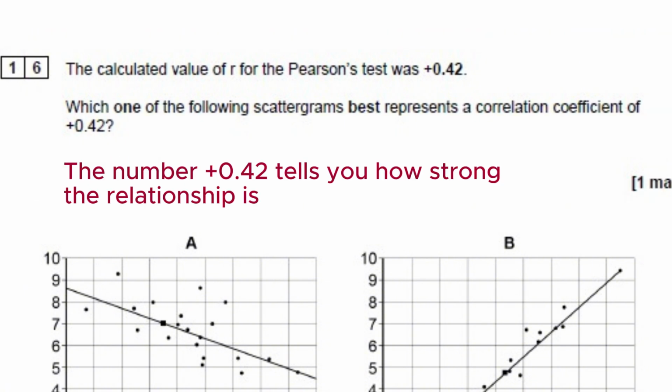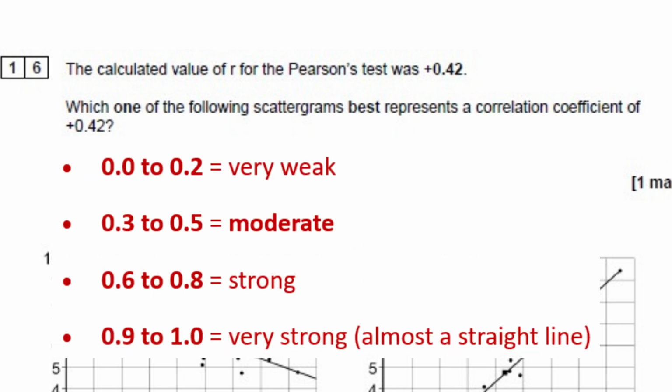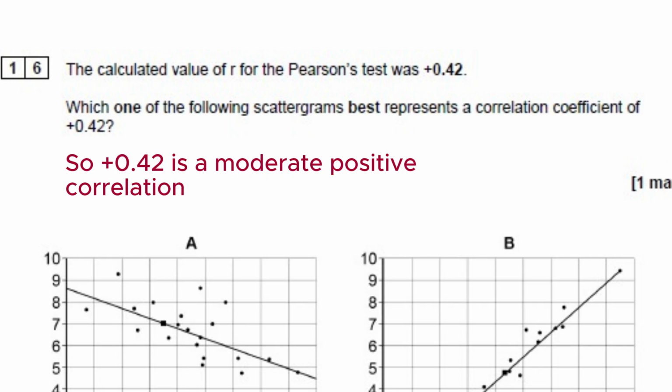The number 0.42 tells you how strong the relationship is. A simple way to think about strength is 0.0 to 0.2 equals very weak. 0.3 to 0.5 equals moderate. 0.6 to 0.8 equals strong. 0.9 to 1.0 equals very strong, almost a straight line. So plus 0.42 is a moderate positive correlation.